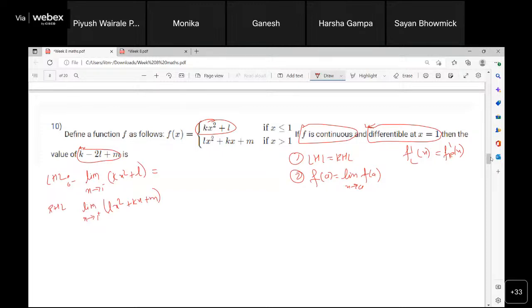Now what is this limit? Left hand limit, so 2k plus l. And what is this right hand limit? l square plus k plus l plus m. According to the first condition, both should be equal, right? So l plus 2k equals l plus k plus m. So this gets cancelled, meaning m equals 0, right? I can say m equals 0 here.